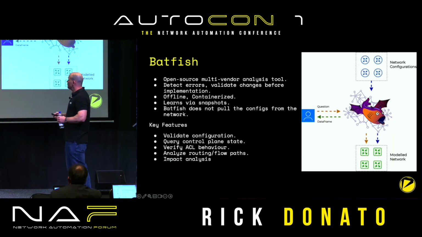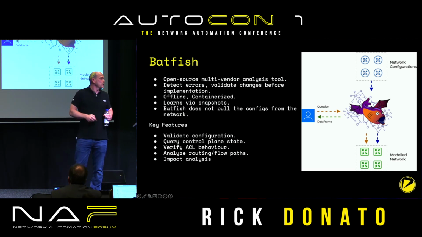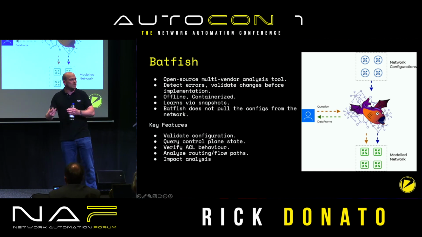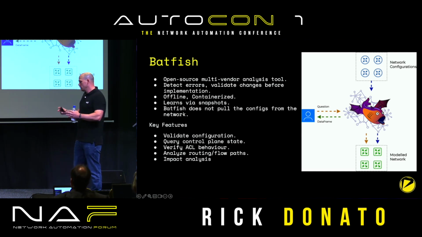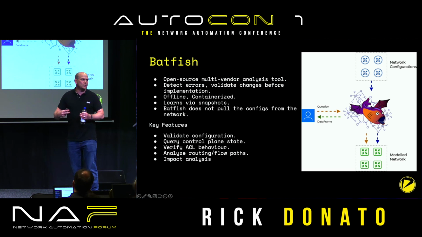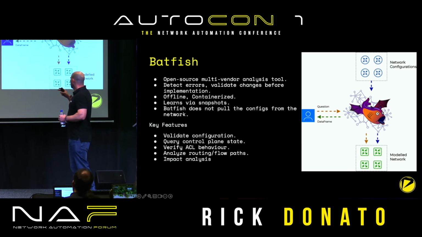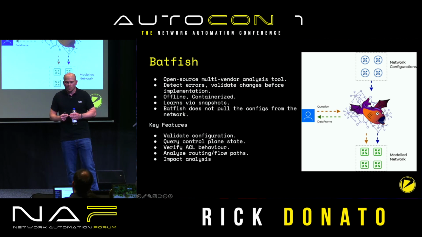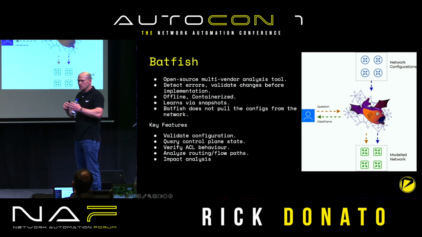Cool, so we've got Batfish. Batfish is an open source multi-vendor analysis tool. It's all about detecting errors before you deploy them out within your network. So you get your configs, you render your configs, you collect them up, you pass them into Batfish. Batfish builds an offline model. Then this offline model, which sits within a Batfish service, you query using questions, right? So Batfish doesn't pull any config from the network. It purely builds models based on the config that you give it.